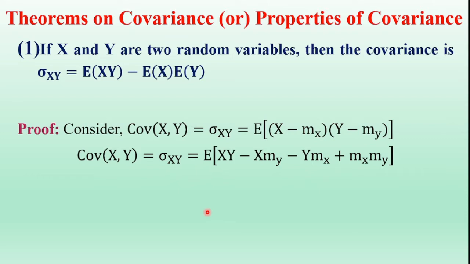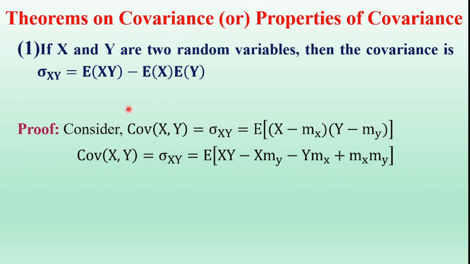In this video, I am going to discuss properties of covariance. And the first property of the covariance is: if capital X and capital Y are two random variables, then the covariance, covariance of x comma y or sigma suffix xy, is equal to expectation of xy minus expectation of x into expectation of y. So prove this property.